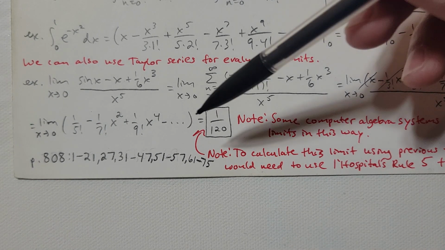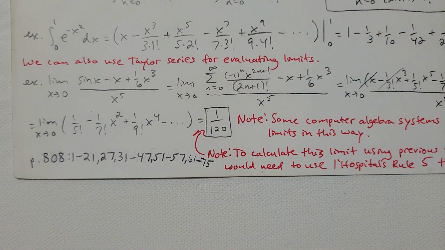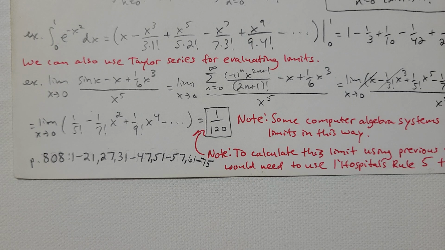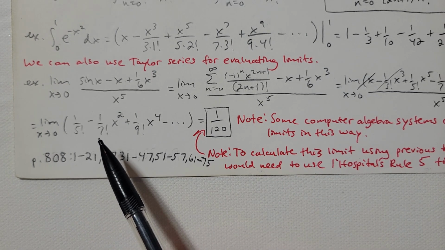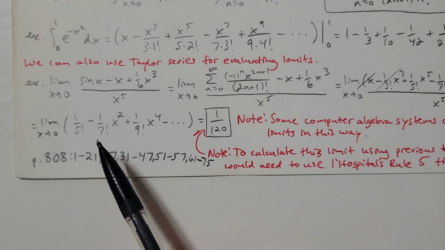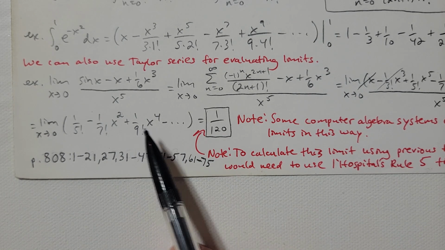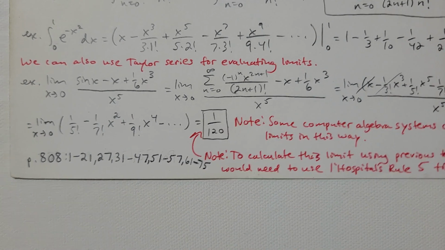Well, all of the terms after the 1 over 5 factorial are going to involve an x. And so now if we plug in 0 into all those terms, I've got 1 over 5 factorial. 5 factorial is 120, 5 times 4 times 3 times 2 times 1. Right? I'm going to be adding 0 infinitely many times for the rest of those terms. So the answer will be 1 over 120.